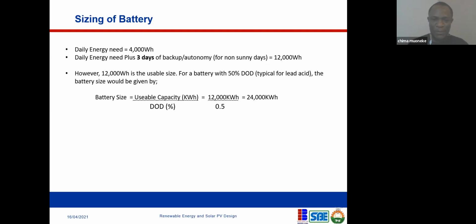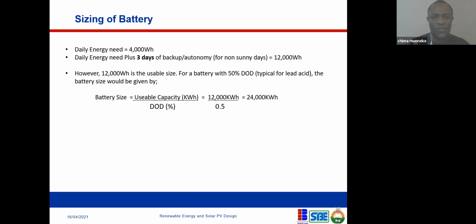Please, I'm going to make the correction and then send you the updated version. There's a mistake here. Our usable capacity is 12,000 watt hours. We're going to divide it by our depth of discharge, which is 50%. 50 over 100 gives you 0.5. When you divide, you get 24,000 watt hours. That's the battery size that we need to design for.